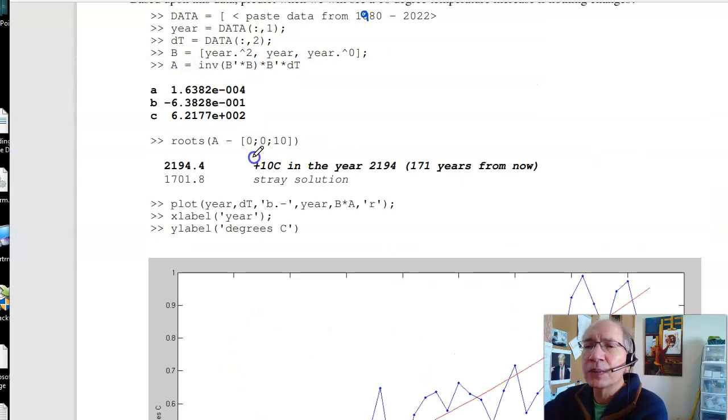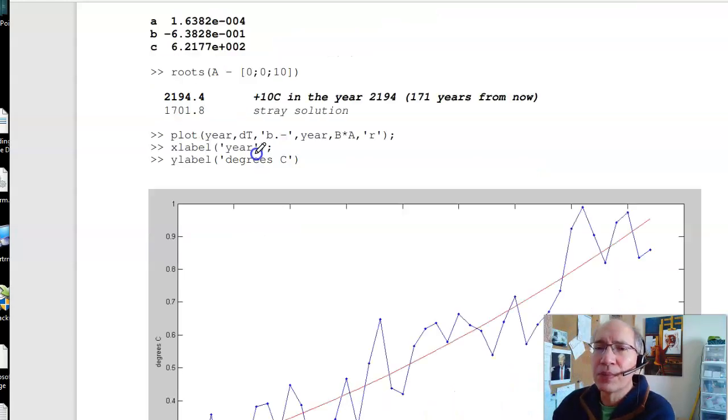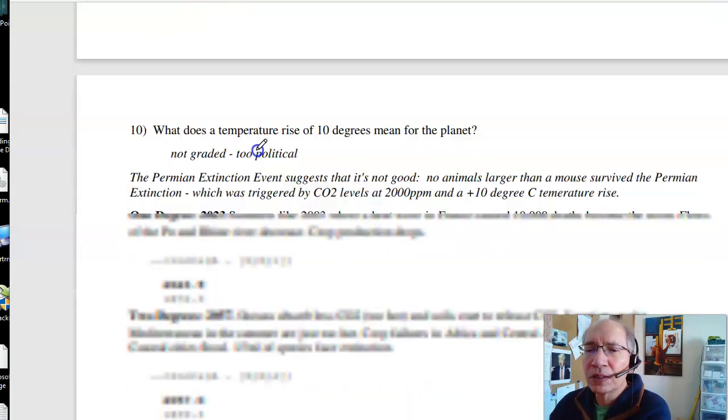I can answer questions like, when is the temperature going to be plus 10 degrees Celsius? And that says in the year 2194, 171 years from now. So that's kind of the homework set.